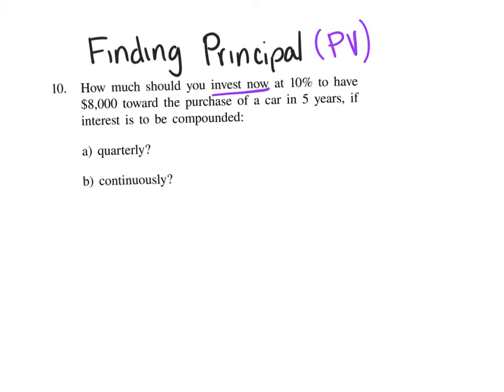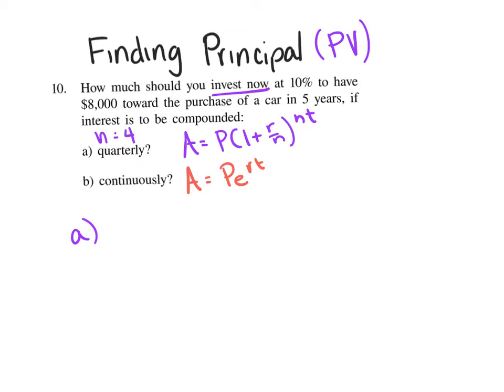So we're going to use the formula for compounding, which is A is equal to P times (1 plus r over n) raised to the nt. And then for continuously, the formula is A is equal to P e^(rt), or P e to the rt. So we look at quarterly. Our n for quarterly is equal to 4. And we know that the ending balance has to be $8,000.